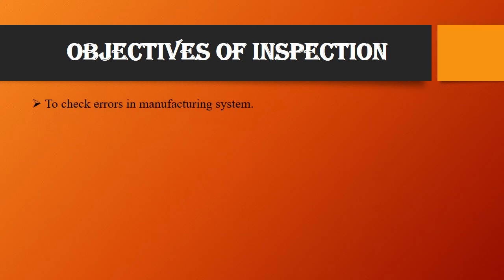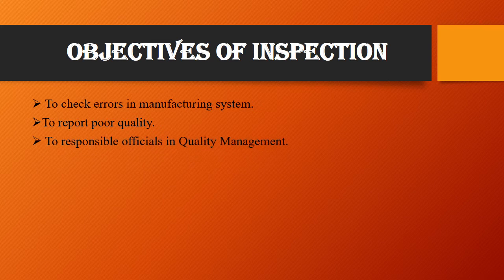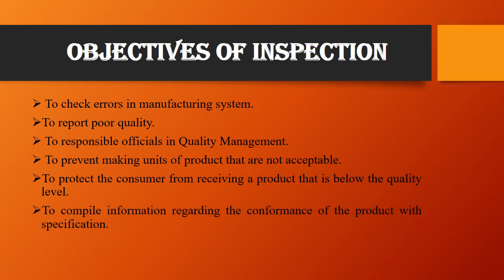Objectives of inspection: to check the errors in manufacturing system, to report the poor quality of materials and equipment, to make the officials responsible in managing quality, to prevent making units of product that are not acceptable, to protect the consumer from receiving a product that is below the quality level, to compile the information regarding the conformance of the product with the specification for the use of engineering, production, purchasing, quality control and other divisions responsible for quality performance.